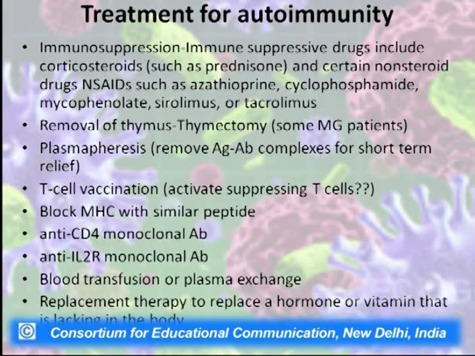We can also go for blood transfusion or plasma exchange. Of course, these are drastic moves. Then the replacement therapy, very common. For example, in Hashimoto thyroiditis, we are not having thyroid hormone production. So, in such cases, we have to go for a replacement therapy. We have to substantiate the less thyroid hormone that is produced by the body from external sources. We have to take up the thyroxine hormone from outside. So, replacement therapy to replace a hormone or vitamin that is lacking in the body is another means of treating the autoimmune disorders. So, with this, friends, I come to the end of my lecture.